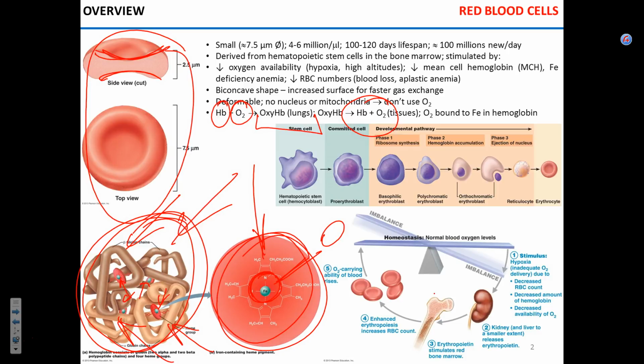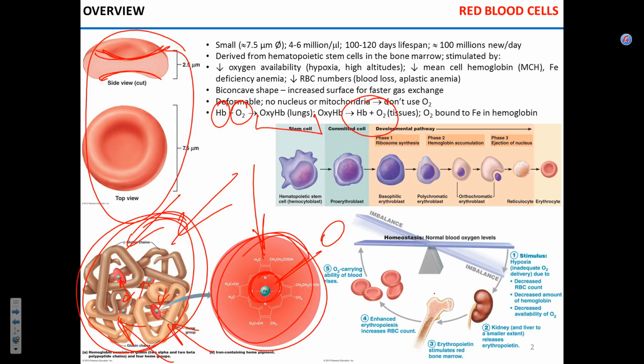Now, a few important things. First of all, no nucleus. They are one of 2 major types of anucleated cells. Red blood cells and platelets have no nucleus whatsoever. They also have no mitochondria. They don't have any oxidative respiration. Why? To save oxygen that they carry. Honestly, they don't do much. They just shuffle oxygen from point A to point B.